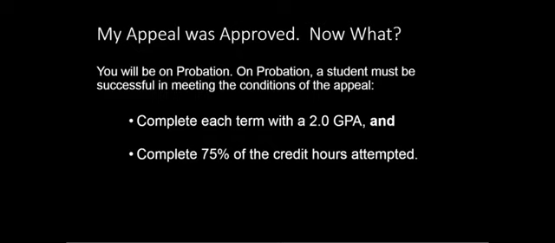Now, if you are approved on an appeal, you do get your aid reinstated for the next semester, but it does come with some conditions. You would need to complete the semester with a 2.0 GPA and to complete 75% of the credit hours you attempt.